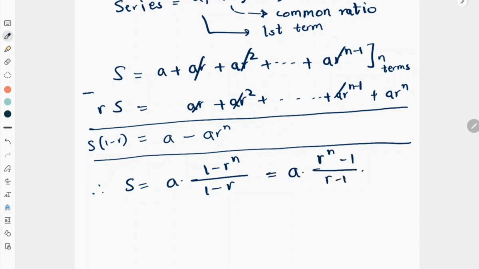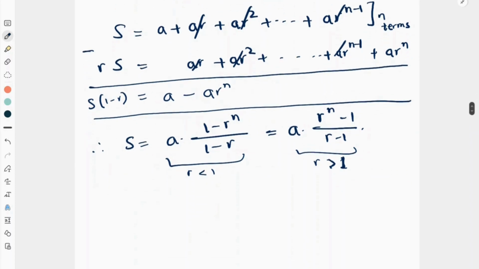Both forms are standard and both are used widely, and as you can see, they are just equal to each other. Negative of the numerator divided by negative of the denominator. This form is usually used when r is less than 1, and this is usually used when r is greater than 1, but they are equivalent. You can see that they are the same equation. We like to have a positive denominator, that's why people typically have these two different forms, but they are the same.